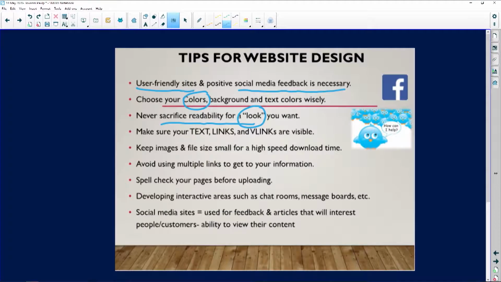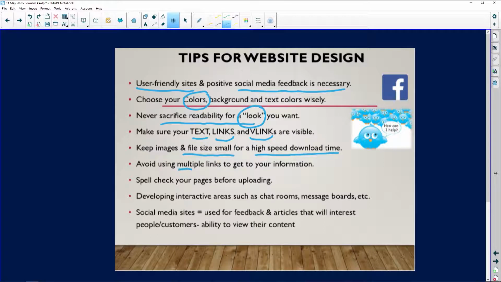Now, in websites, apart from text, we have links. If you click on it, it takes you to another place, and virtual links. Those must be very visible. And very important, the size of your website must not be too large because it will affect the download speed when people access your website.